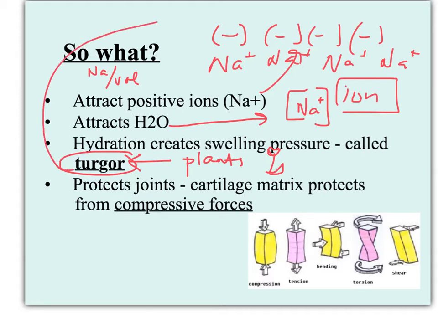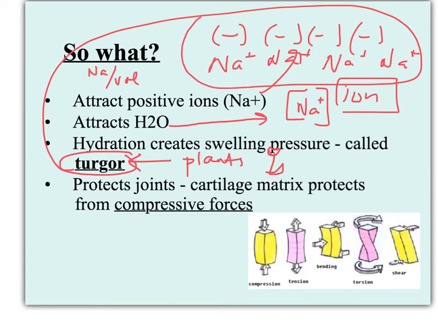Turgor pressure occurs in your body in particular places such as your joints. In your knee joint, in your elbow joint, in your ankle joint, in your finger joints, you have a lot of GAGs. And so those GAGs are in there. They're highly negatively charged. They're attracting sodium and water.